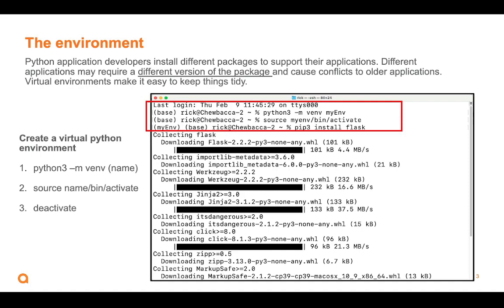So I could have 5 different Flask applications and they all use a different version of Flask. So how do I keep that straight and organized? Well, we create these virtual environments. And it's really simple. We just say python3 -m venv, and we give it a name. Then we say source, that name, bin/activate, and now you can see the prompt changed. I'm inside that virtual environment.